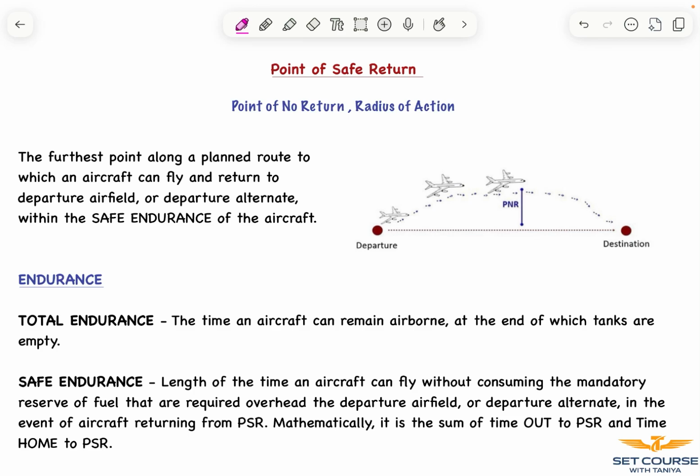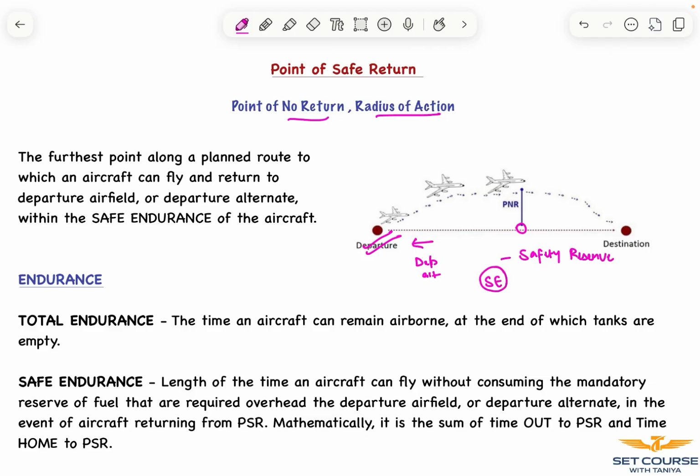Well, point of safe return, which is also referred to as the point of no return or the radius of action, is actually the furthermost point from which an aeroplane can return to its departure safely using all the fuel available but excluding the safety reserve. So it is that point from which an aeroplane can return to its, say, departure airfield or the departure alternate within the safe endurance of that particular aircraft.